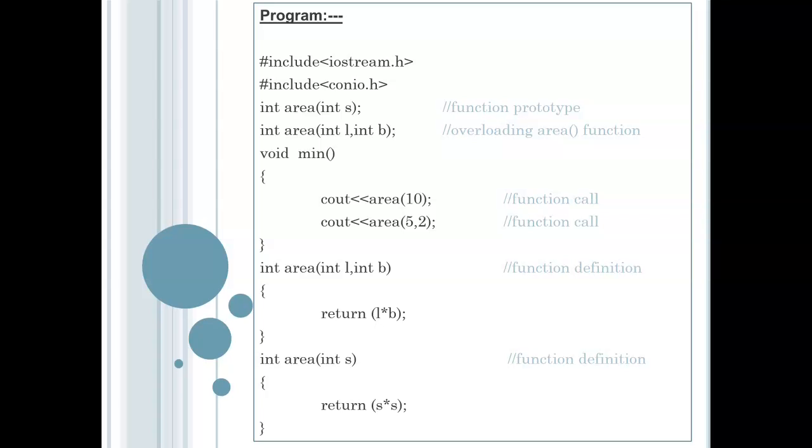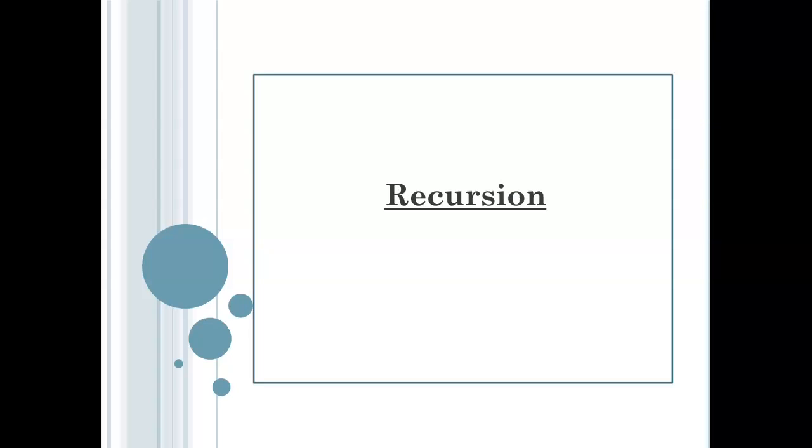So this is how both functions have the same name, that is area, but with a different number of arguments or parameters. So this is what is called function overloading. Now moving to the next one. Next one is recursion.